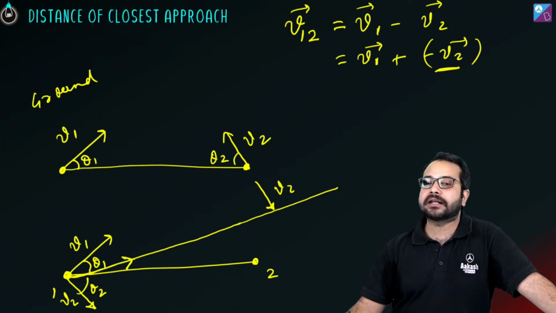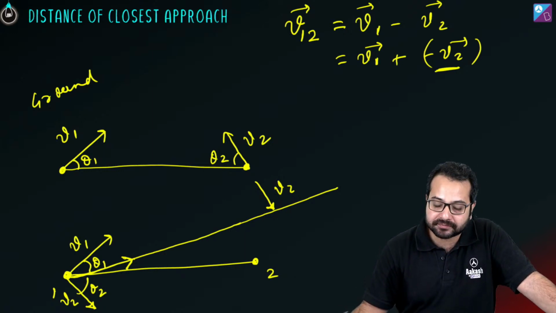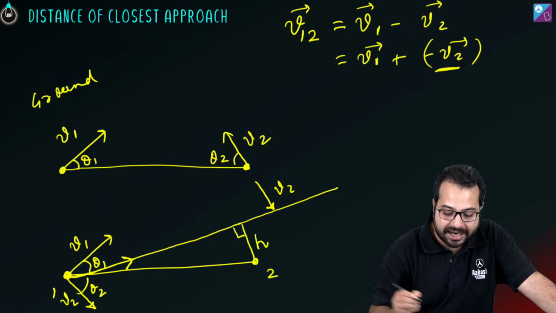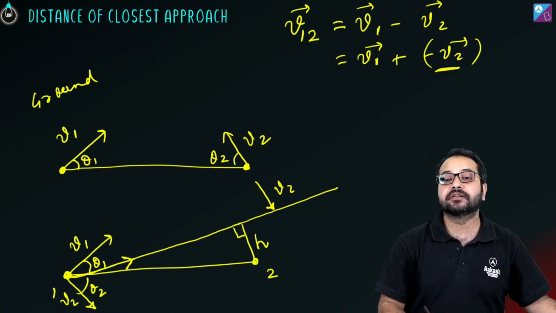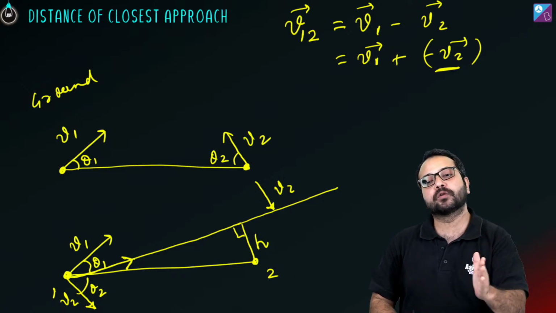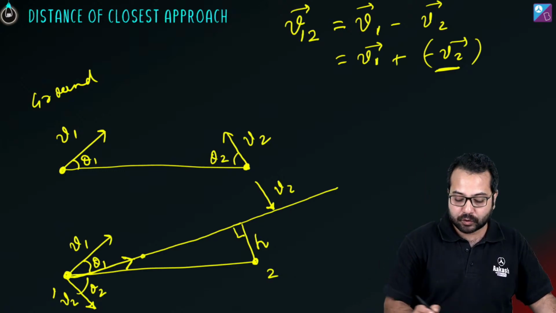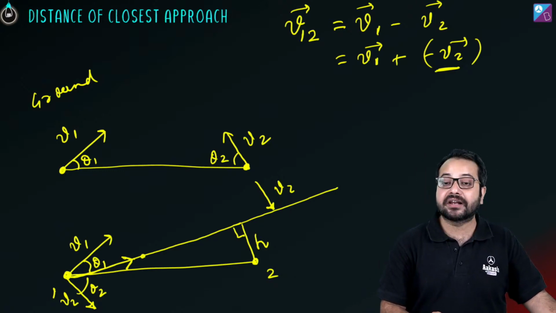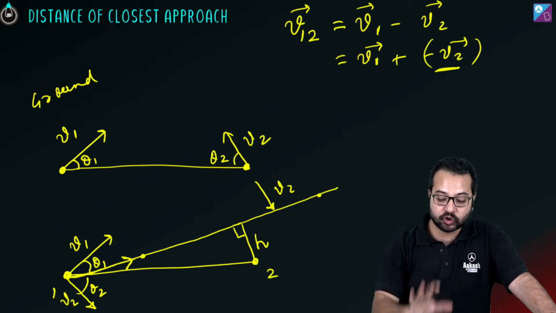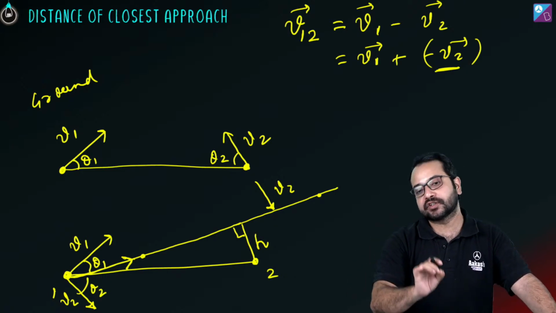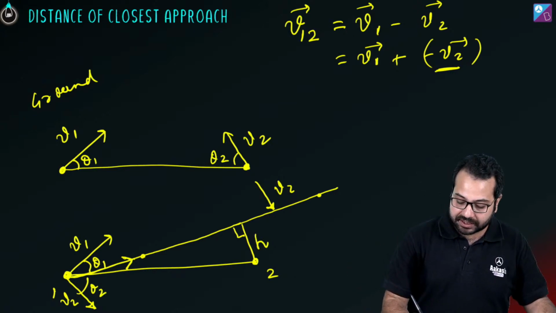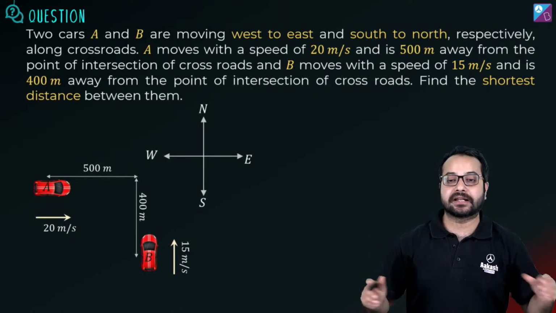So where is the particle closest to particle 1? If we drop a perpendicular, then this distance, let's call it h, is going to be the distance of closest approach. At this distance, particle 1 was closest to particle 2. When particle 1 is over here, the distance is larger, the distance decreases, and then again the distance starts increasing. So this is how we calculate the distance of closest approach. This is the basic concept. Clear? Alright, now we are going to solve a question to understand this further.